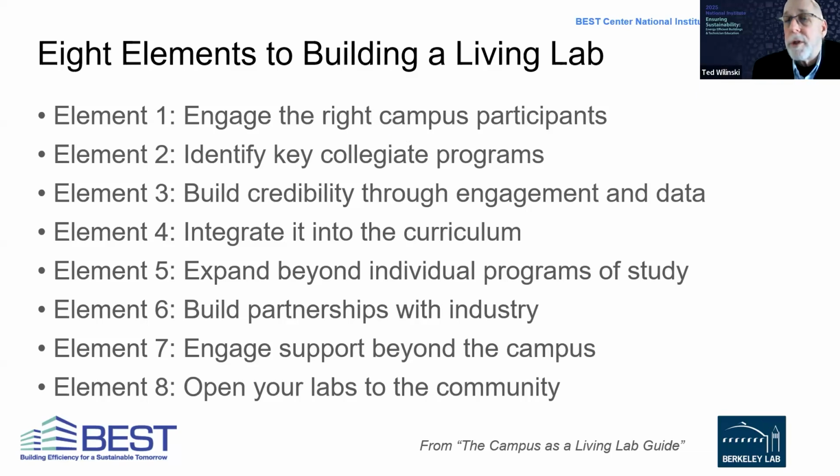I'm going to go through a little bit about the Living Lab guide, and they have 8 different elements in here. Engage the correct campus participants. That's a very difficult one to do. As we go through, I'll explain some of my difficulties with that. Identify key collegiate programs, if you're going to work with other programs within your college. Build credibility through engagement and data. That basically says, as you do things on the campus or for an entity, the information you collect and are able to present in a cohesive manner really helps to get their buy-in that they want to work with you, not just on this project, but other projects.